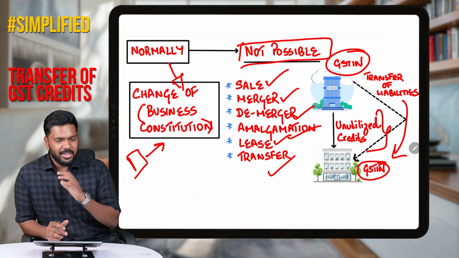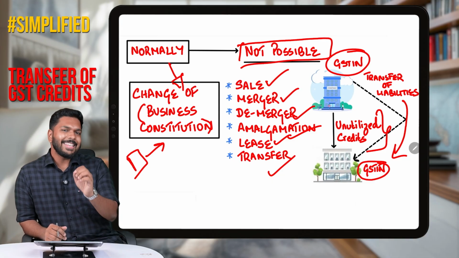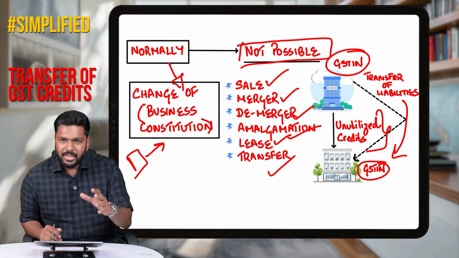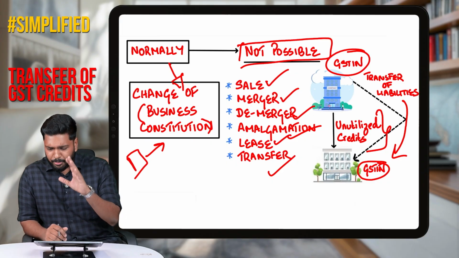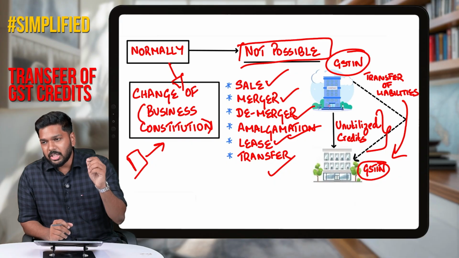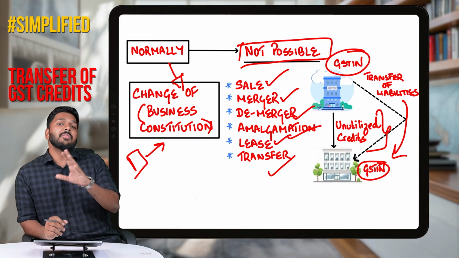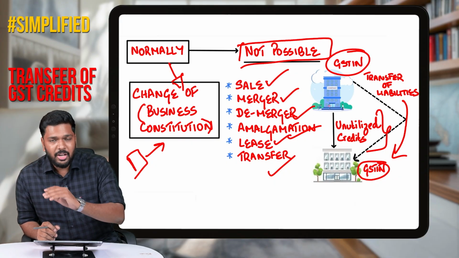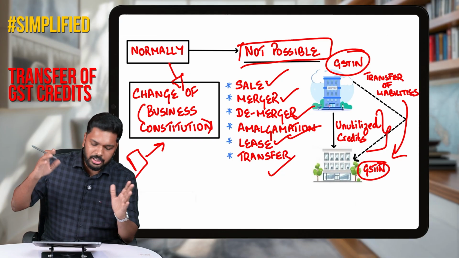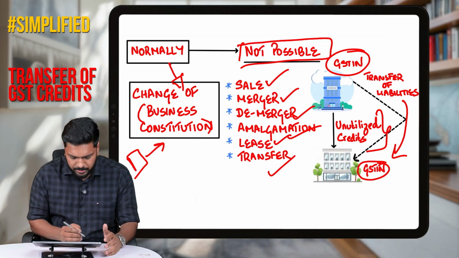So there is a particular section in the GST law which says that yes, it is possible to transfer GST credits from one state to another state, provided both the businesses have a GST registration and the transferor, or the business which transfers the business, is transferring all the liabilities, and then it can transfer the unutilized GST credits to the other business. So it is possible.